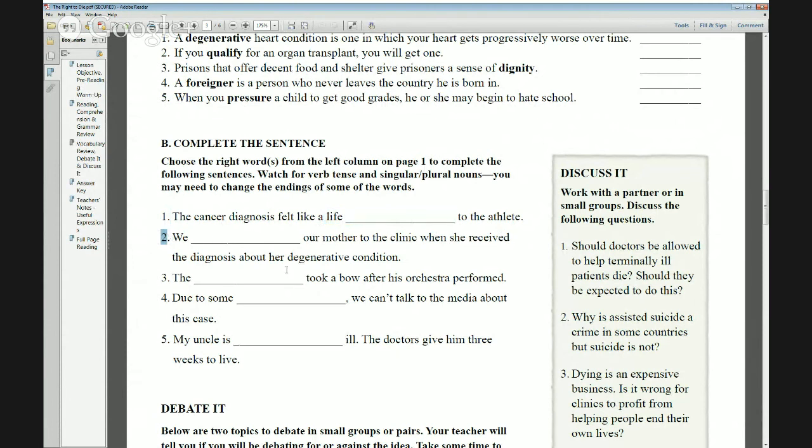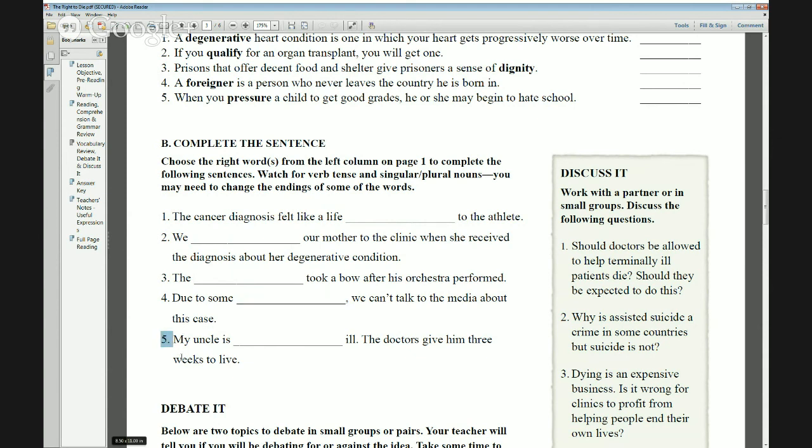Number two, we gap our mother to the clinic when she received the diagnosis about her degenerative condition. We accompanied our mother to the clinic. That's it. Number three, the gap took a bow after his orchestra performed. It's a person. It's the conductor. The conductor took a bow. Number four, due to some gap, we can't talk to the media about this case. Due to some legalities, legal matters or legal obstacles.